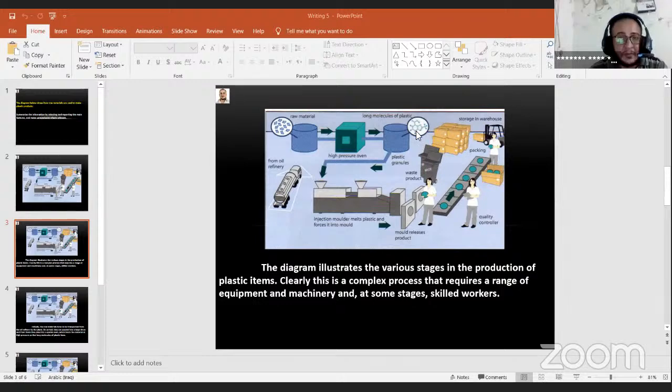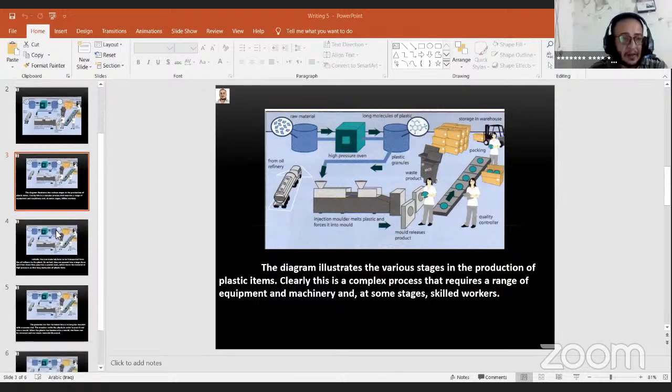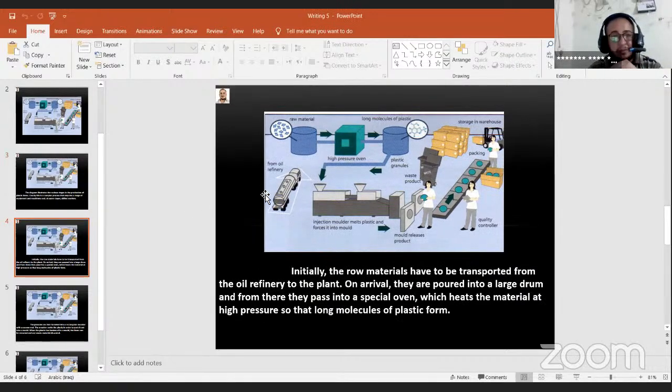Okay. Now we come to the second step. We have just written what we are going to talk about. And this is really important. It's just like the introduction in the essay, but don't forget, you can't write your opinion at all. Let's go on here. The second step, we start explaining. Initially, that means firstly, the raw materials have to be transported from the ore refinery, which is written here, to the plant. To the plant means to the location of the factory.